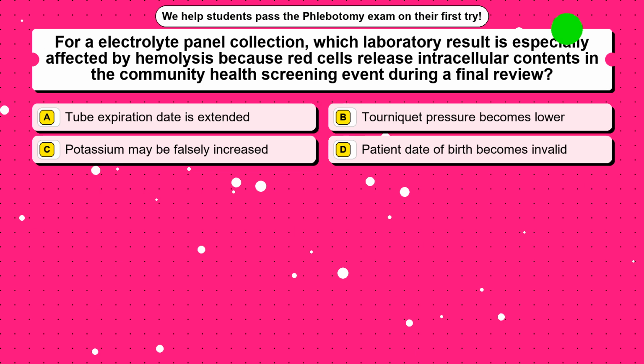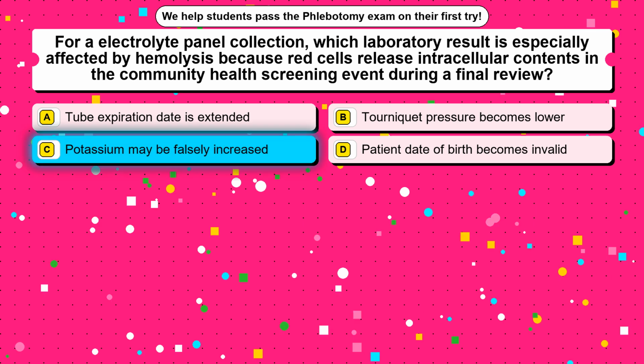Question 36. For an electrolyte panel collection, which laboratory result is especially affected by hemolysis because red cells release intracellular contents in the community health screening event during a final review? Option A. Tube expiration date is extended. Option B. Tourniquet pressure becomes lower. Option C. Potassium may be falsely increased. Option D. Patient date of birth becomes invalid.